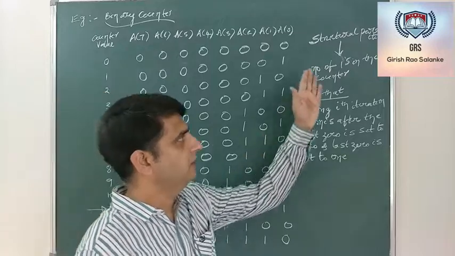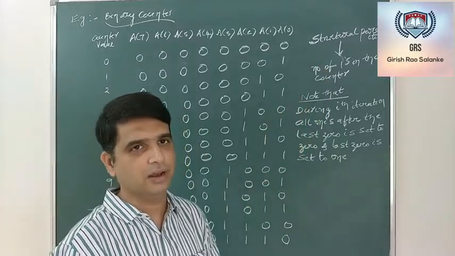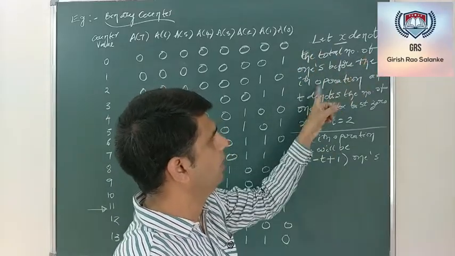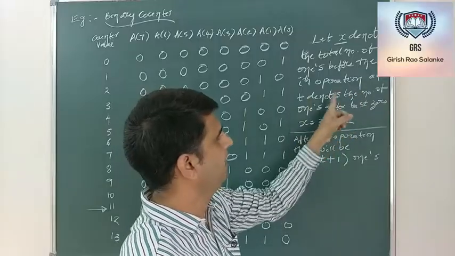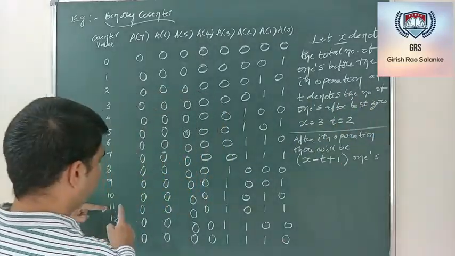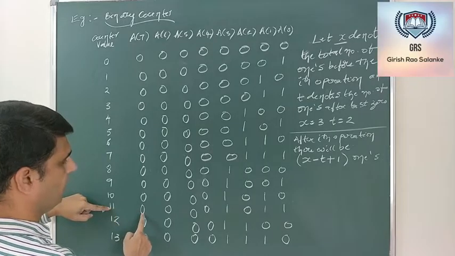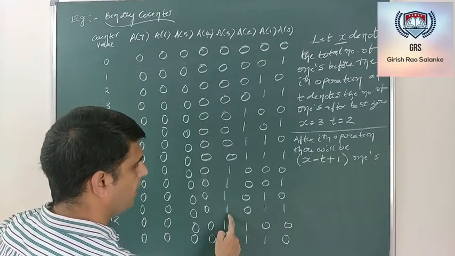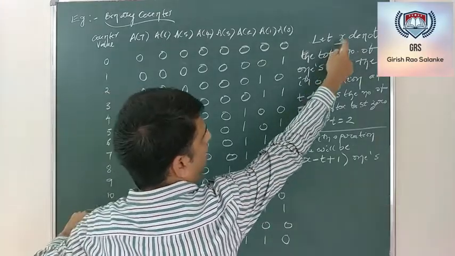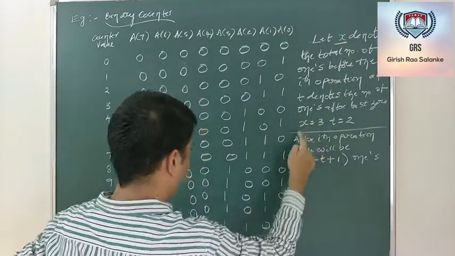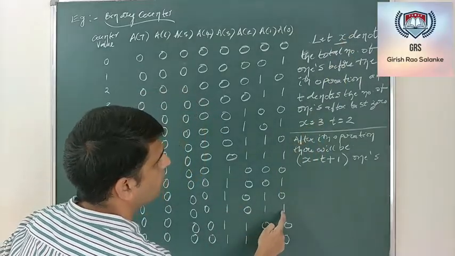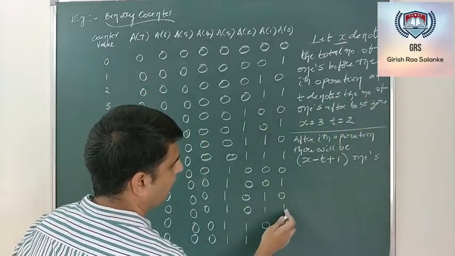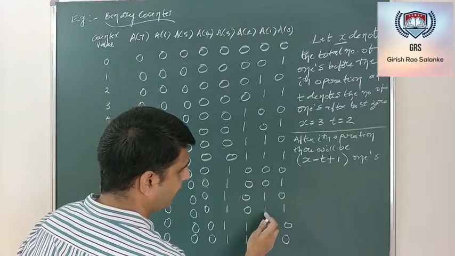We'll take this as the potential function. The potential function is nothing but the number of ones in the counter. Let x denote the total number of ones before performing the ith operation and let t denote the number of ones after the last 0. Let me take the same example of the counter value 11. At this counter value, the number of ones is denoted with x, so x is 3. This is 1, 1, 1, 3 ones. This was my last 0, and the number of ones after my last 0 is denoted with t, and t is 2.